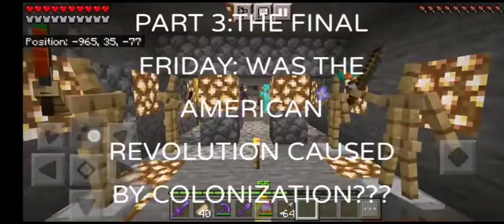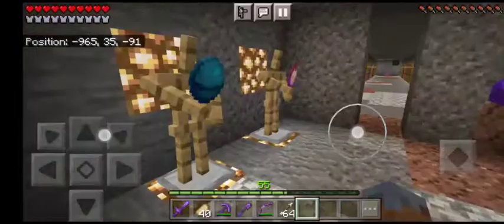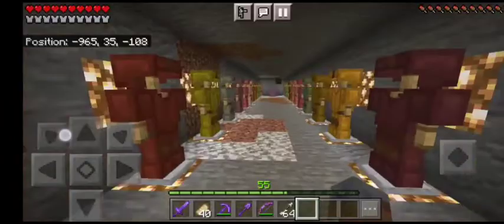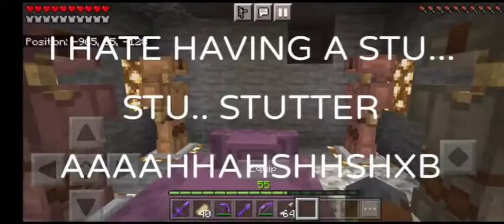Now, to the question at hand: was the revolution caused by colonization? No. Although the French and Indian War was the cause of the British being in debt, the method they used to solve said debt was what caused the Americans to revolt.